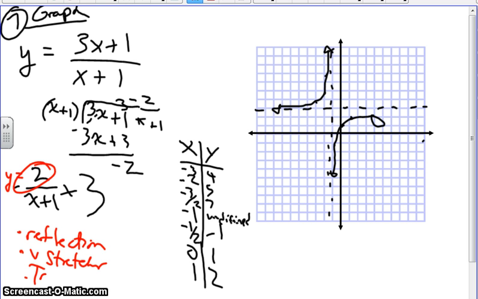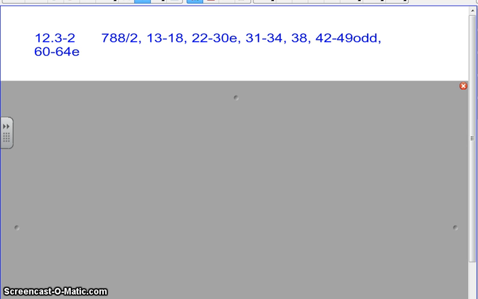And we have translation up, down, to the left 1. Okay, good. And there you go.